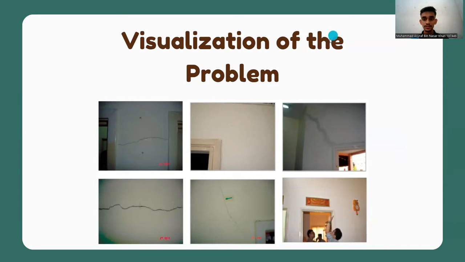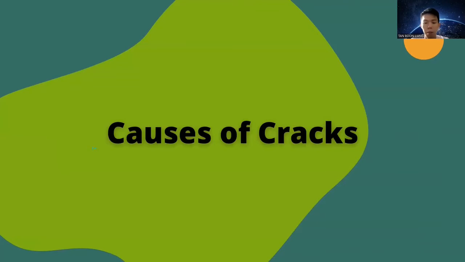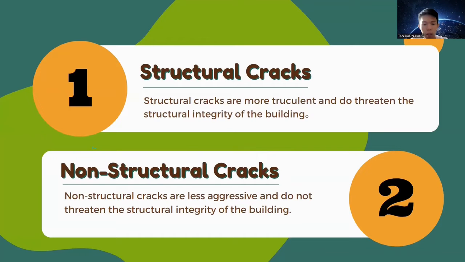Okay, next, I will present the causes of the cracks. So there are two types of cracks, which are structural cracks and non-structural cracks. Normally, structural cracks are more serious and do threaten the structural integrity of the building.